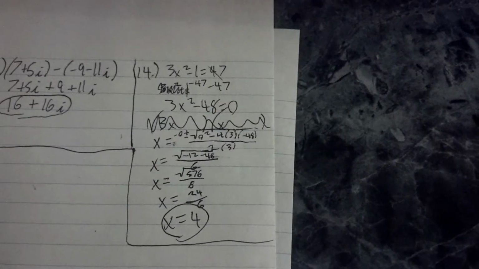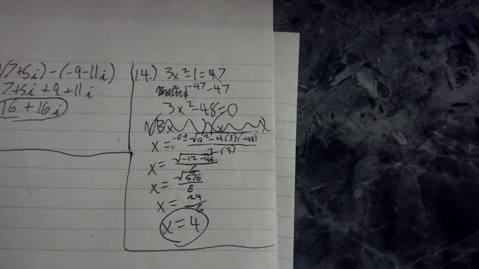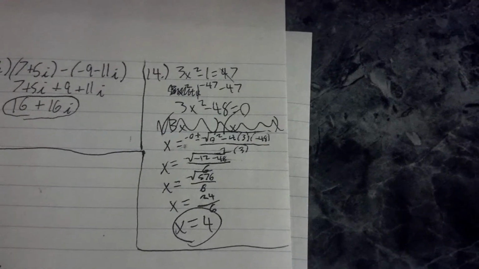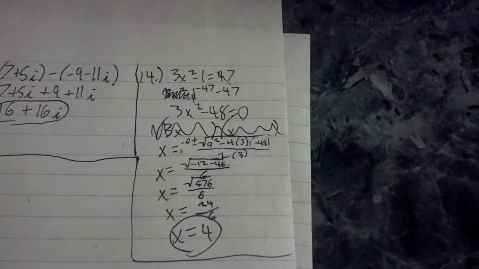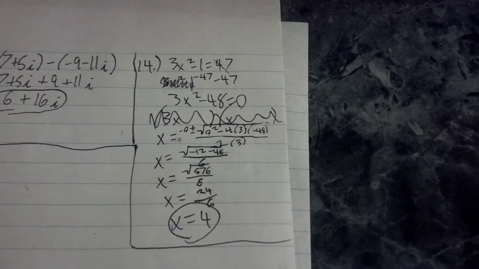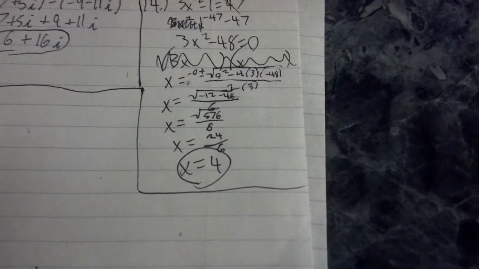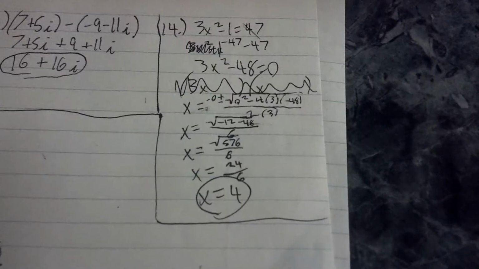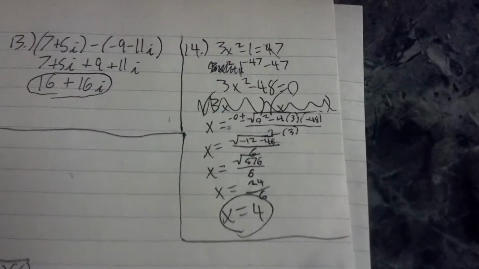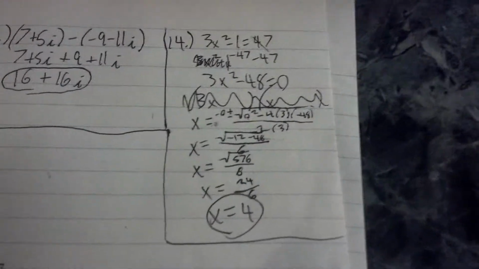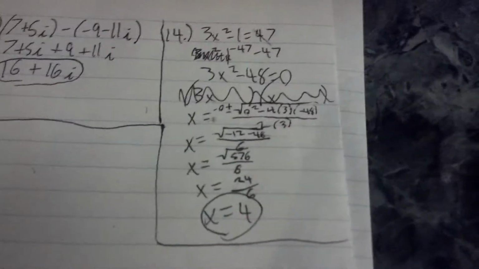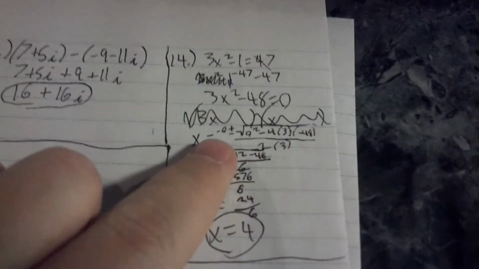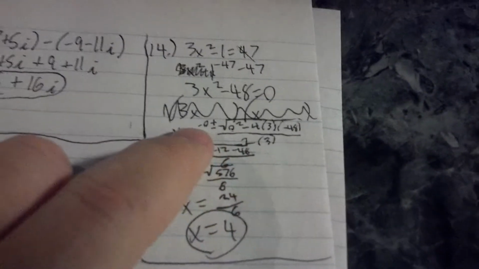So 3x squared minus 1 equals 4, I think it said 47, I'm pretty sure it said 47. So you subtract 47 from both sides to get one side to 0, and that gives you 3x squared minus 48 equals 0. Put that into the quadratic equation, and when you just put the zeros in as placeholders, then all you have is negative 4 times 3 times negative 48 over 2 times 3. So like, here, these zeros, just ignore them, they're placeholders, they don't mean anything.